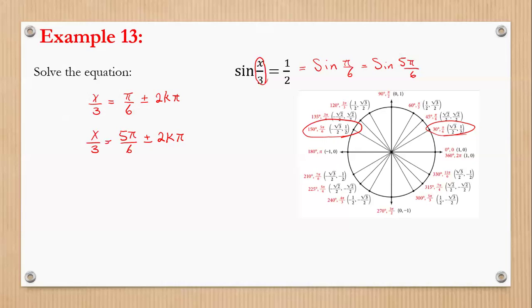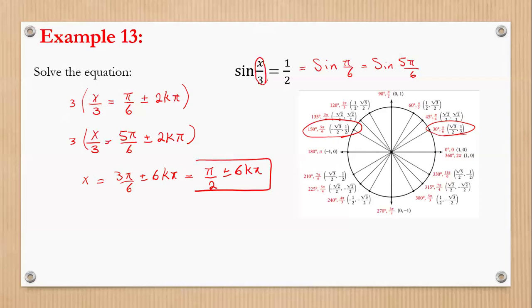To find x, since x is divided by 3, the opposite of divide is multiply. So you need to multiply everything by 3 this time. If you multiply the first equation by 3, you get x equal to 3 pi over 6 plus or minus 6k pi. And 3 pi over 6 means pi over 2, if you simplify, plus or minus 6k pi.